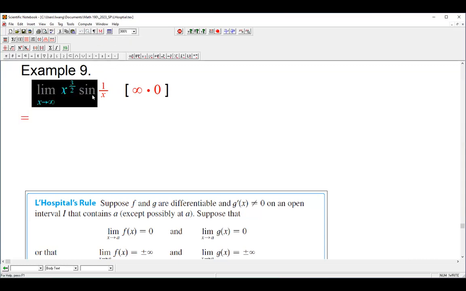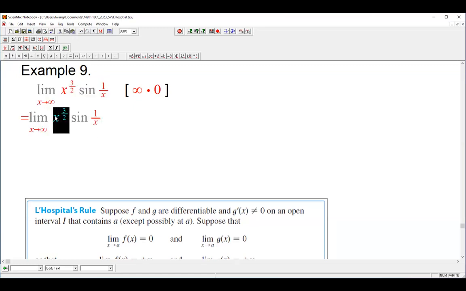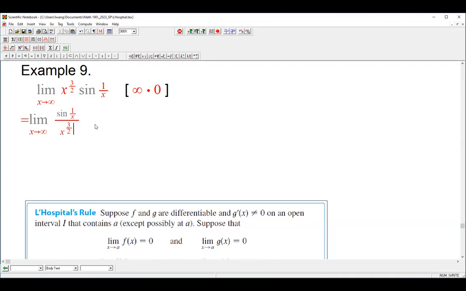The trick seems to be common. We're going to flip this part over, to create a situation where maybe we can do something. Once it's flipped over to the denominator, this becomes negative x raised to the power, or you can write it as negative. Well, x is approaching infinity, and this thing is approaching 0. So we can apply L'Hopital's rule.